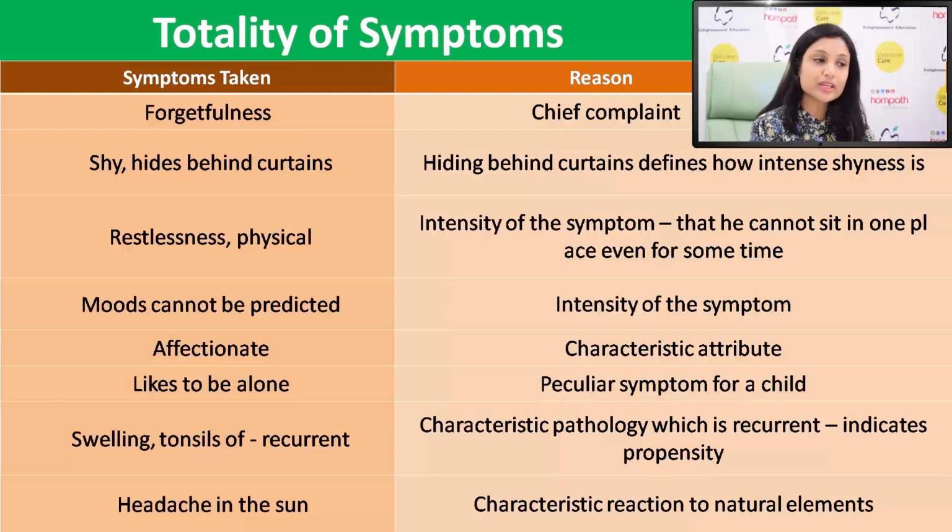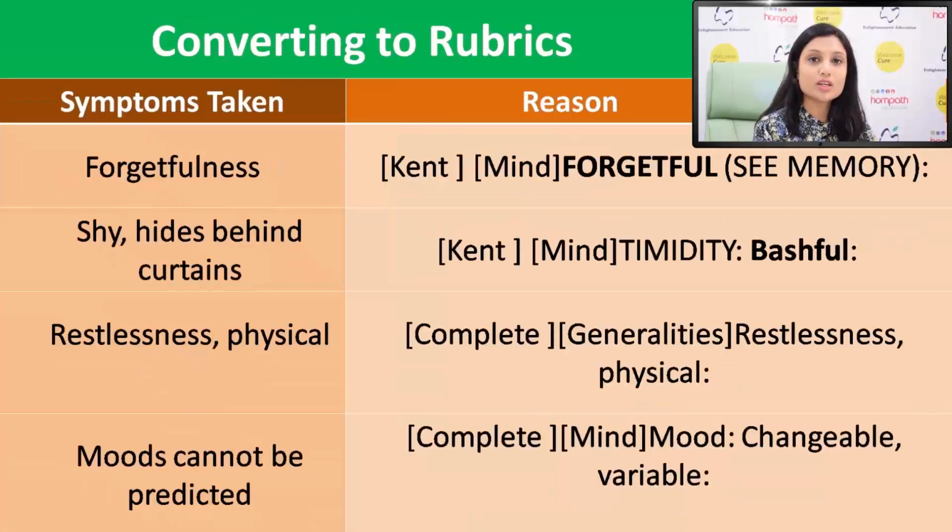Now let us remember that these are symptoms that we have just picked up from the case history. We still have a big step before we go on to repertorization, and that is how we convert each of these symptoms into rubrics. I will show you how. So forgetfulness is a rubric that can be directly converted into mind, forgetful. Since it is a mental symptom, we have to look in the chapter of the mind for this rubric. So mind, forgetful.